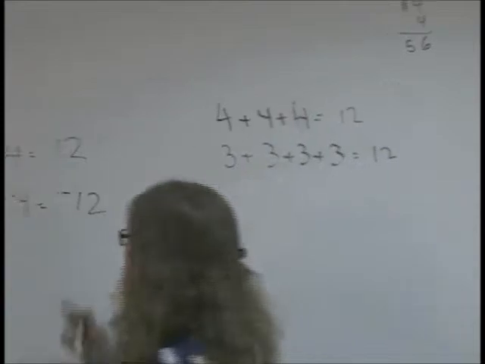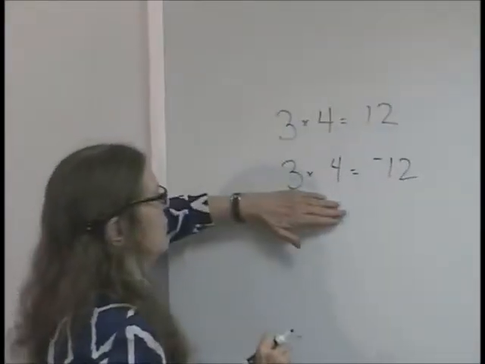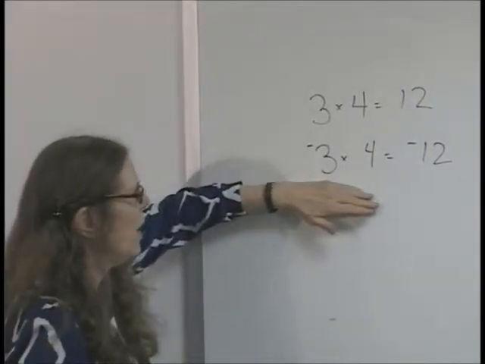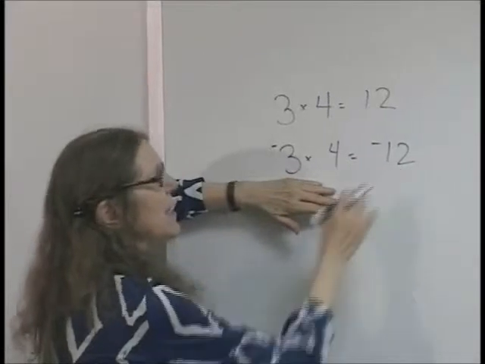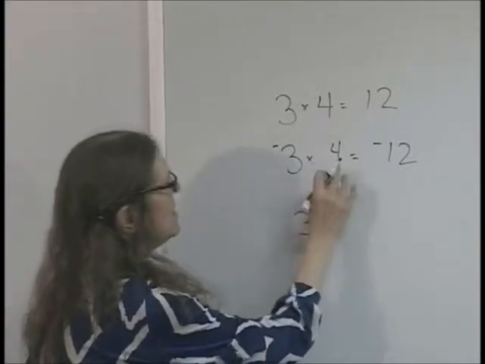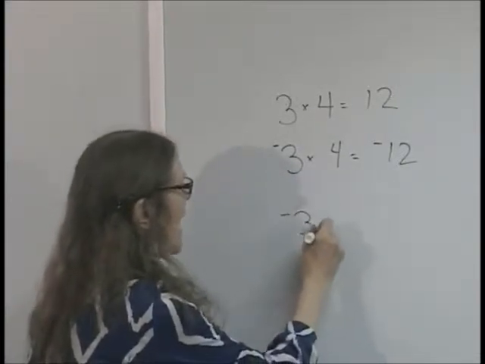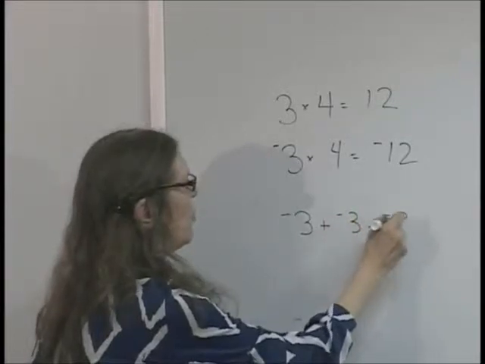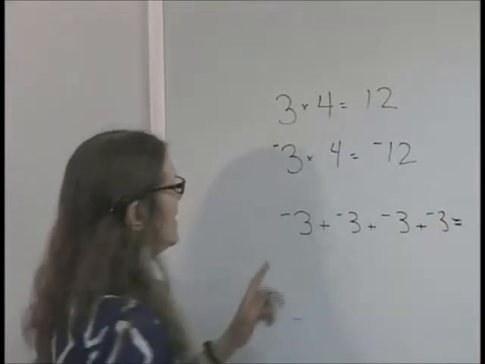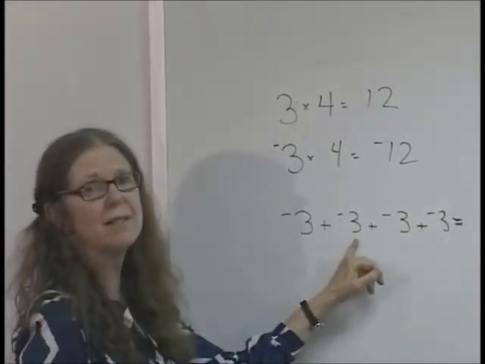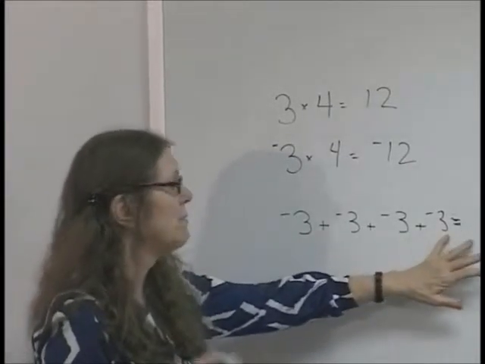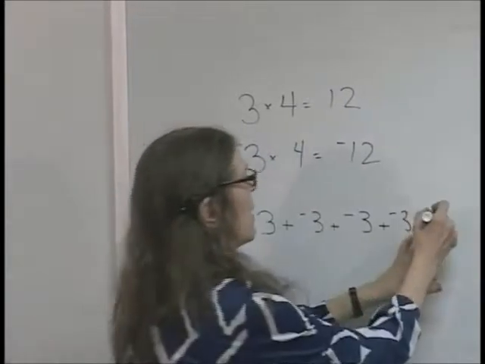Now let's suppose that instead of taking 3 times 4, we have negative 3 times 4. Well, how could we compute that? I'm claiming that it's equal to minus 12. Here's why. Anything times 4 is that thing added to itself 4 times. And according to our rules on how to add, this is minus 3 and minus 3 is minus 6. Minus 6 and minus 3 is minus 9. And minus 9 plus negative 3 is negative 12.